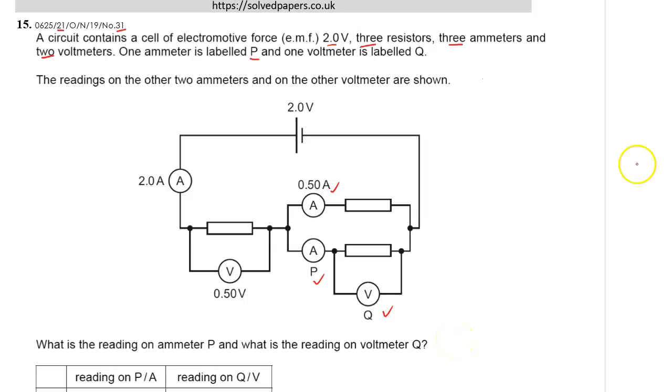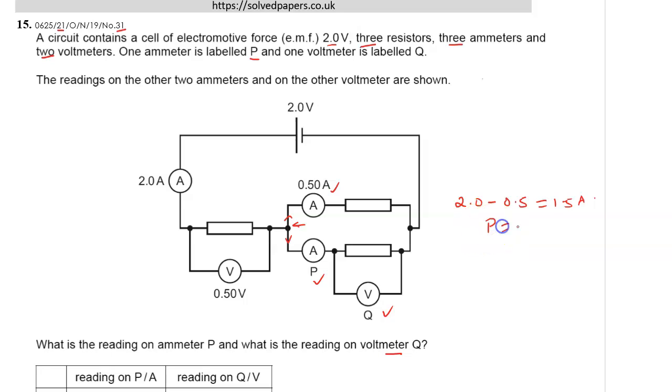Ammeter P is going to have the current. We see the current coming here is 2 amperes, going through this resistor, but when it reaches here, it divides. Some current goes in this direction, the other goes this way. In this ammeter, we have a current of 0.5 out of the 2 amperes. So how much current is going through P? The current in P will be 2 minus 0.5, therefore 1.5 amperes. What about the reading on voltmeter Q?